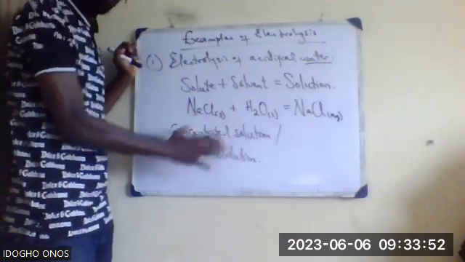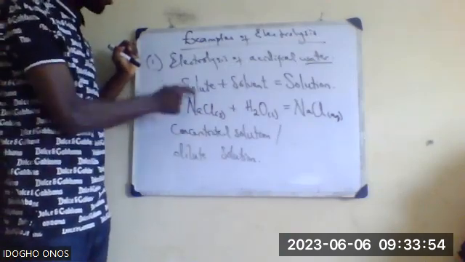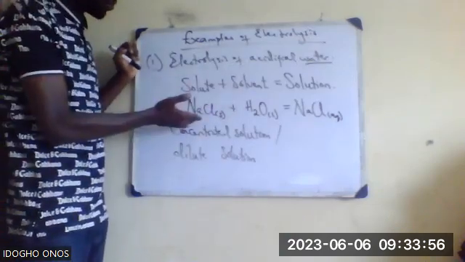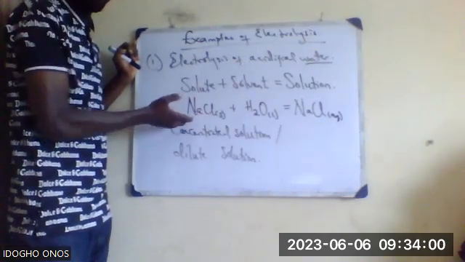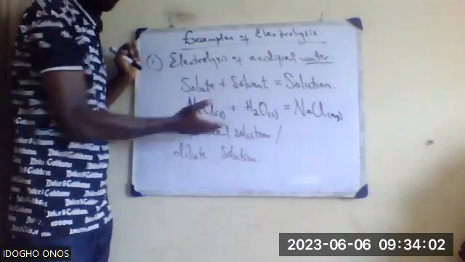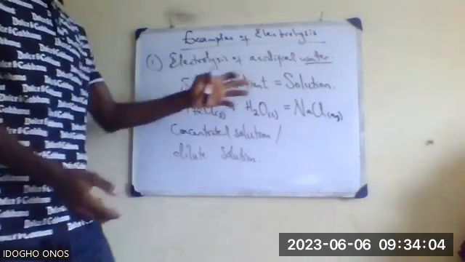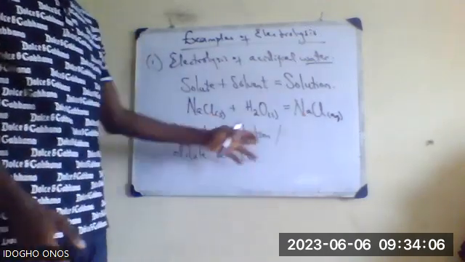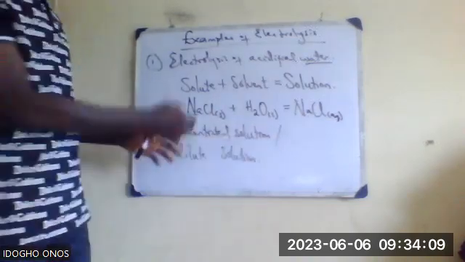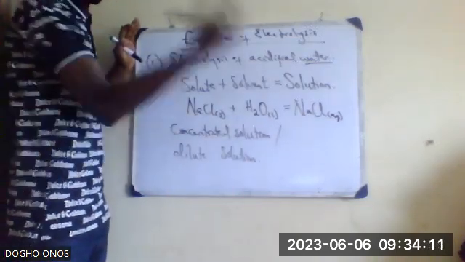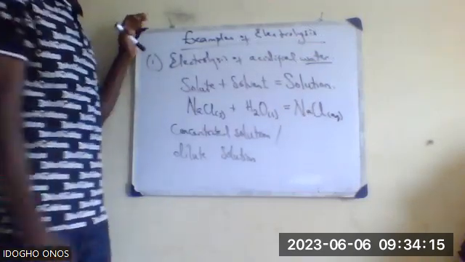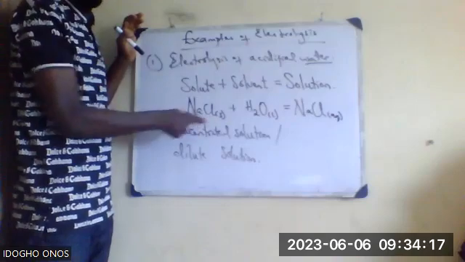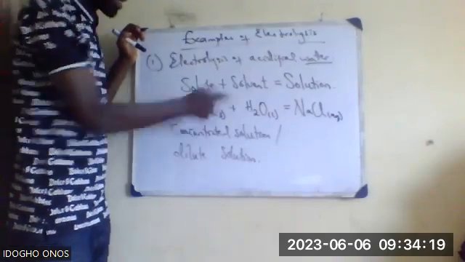A concentrated solution is a solution that has more solute than solvent. For example, I have salt, dissolve it in water. If the amount of salt is much higher than the water, the salt solution will be a concentrated solution. So, I'm telling you now, a concentrated solution of sodium chloride simply means that the sodium chloride, which is a solute, is higher than water.